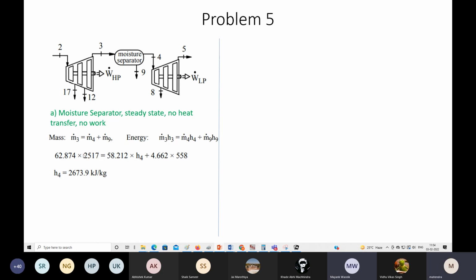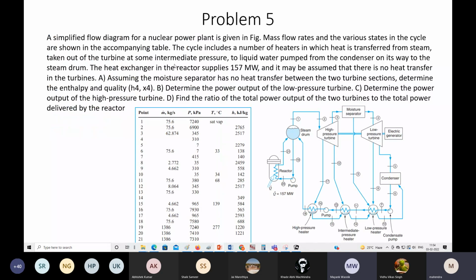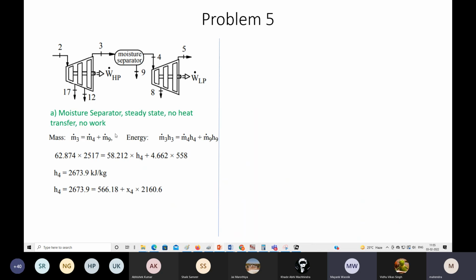What is this data? H3 and even H9 are given in your table. Simply we are calculating H4. The only thing is you need to analyze this particular problem and understand what is happening over here. Otherwise, problem solving is not much difficult. This is the H4 we have calculated.